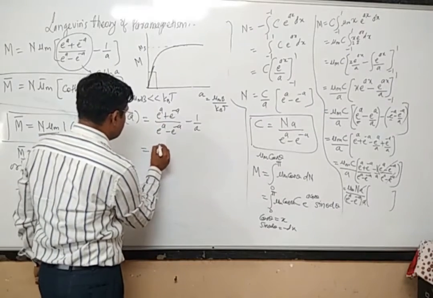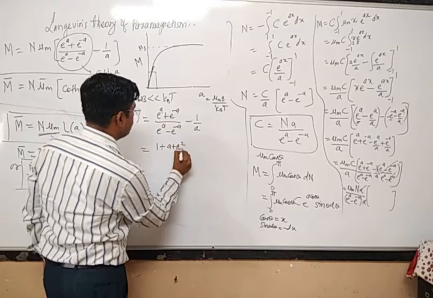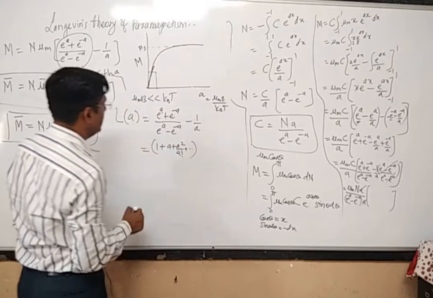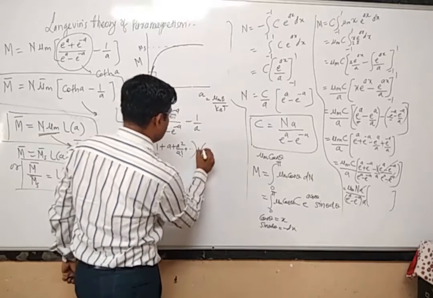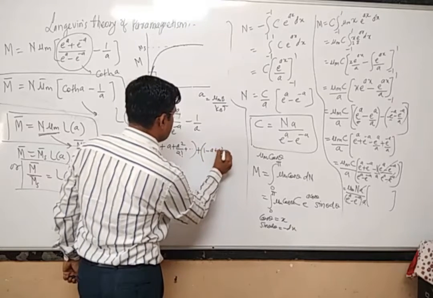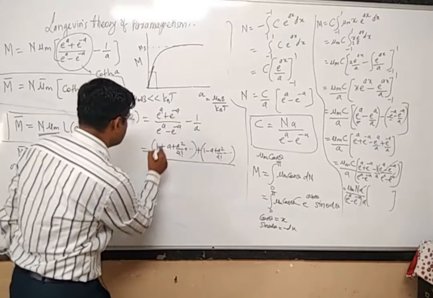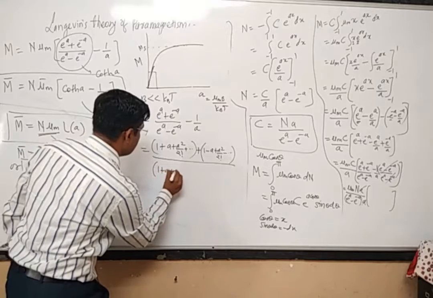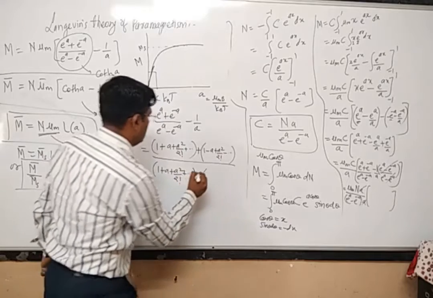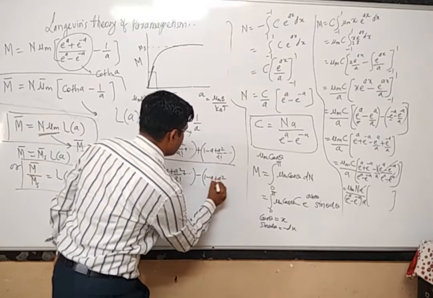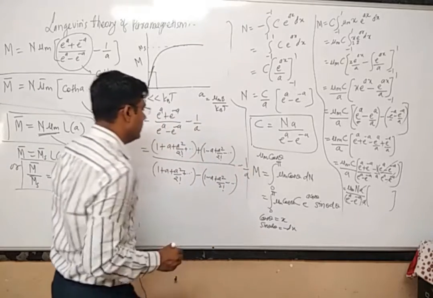e raised to power A can be written as a series. So it is 1 plus A plus A square by 2 factorial plus so on. Okay, so this is the expansion of e raised to A. Then e raised to minus A is 1 minus A plus A square by 2 factorial minus so on, divided by e raised to power A. So again 1 plus A plus A square by 2 factorial plus so on, and with a minus sign, 1 minus A plus A square by 2 factorial minus so on, and on the right hand side it is minus 1 by A.